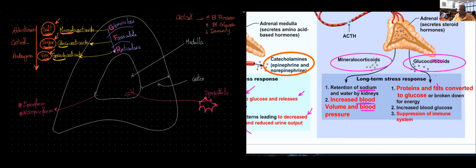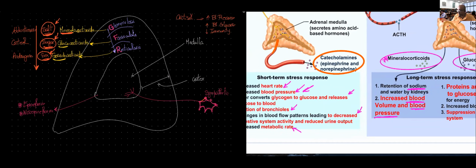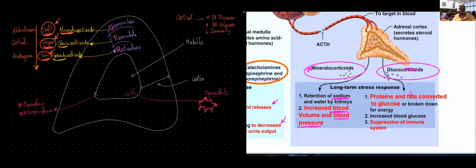So you see on here, blood pressure is going to be increased by the mineralocorticoids and the catecholamines. Catecholamines are also increasing my blood pressure. Also, in response to stress, the adrenal cortex is going to be releasing the glucocorticoids, which will be enhancing the breakdown of proteins and fat to increase the blood sugar level.